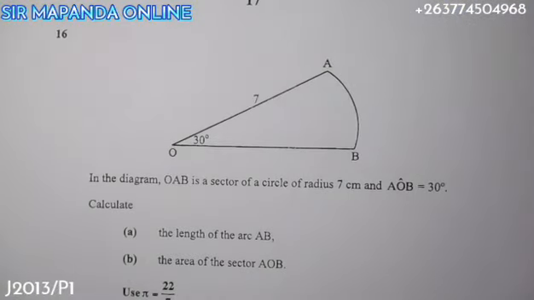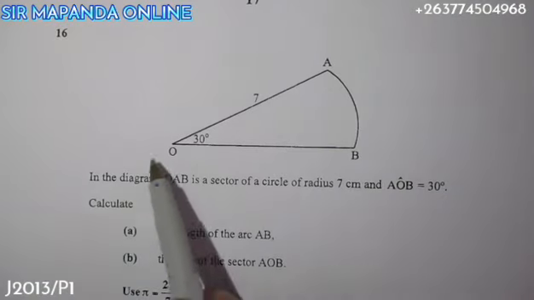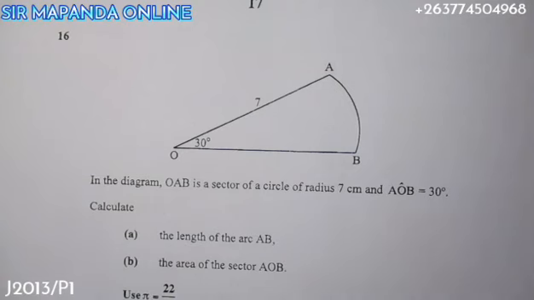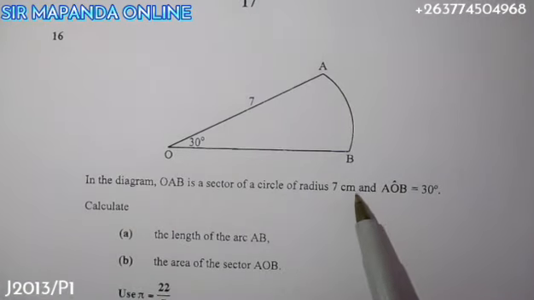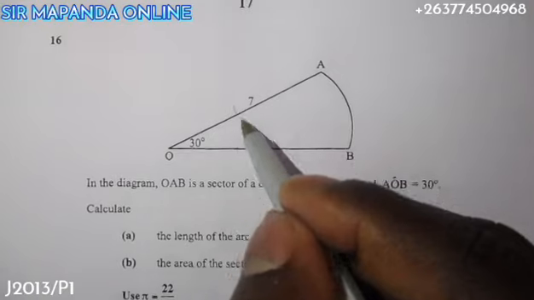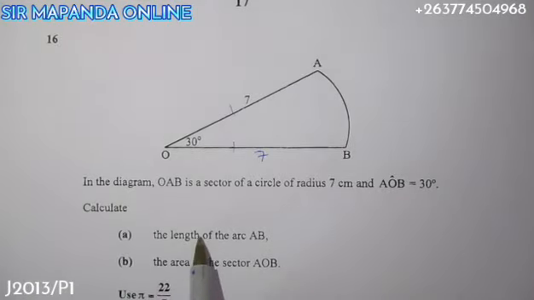Right, we are now on question number 16. This is in line with circular measure, the topic of circles. We are given the diagram, OAB is a sector. Remember, a sector is extracted from a circle of radius 7 centimeters. The radius is given. You need to know that if this is 7, this is also 7. OA and OB are equal. Calculate the length of arc AB.